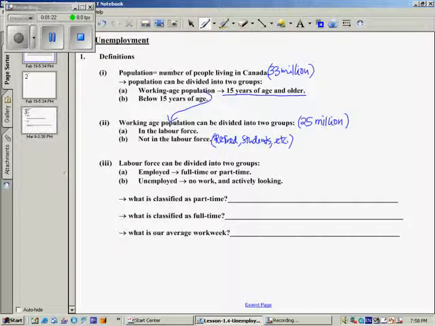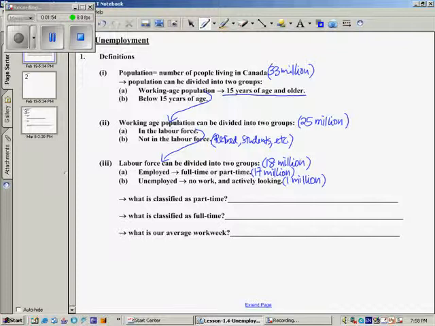In the labor force, we can further divide this into two groups. The size of the labor force in Canada is around 18 million people. If you're in the labor force, you could be employed. That would be around 17 million people. Or you could be unemployed and you would like to work and you're actively looking for work. That would be around 1 million people.